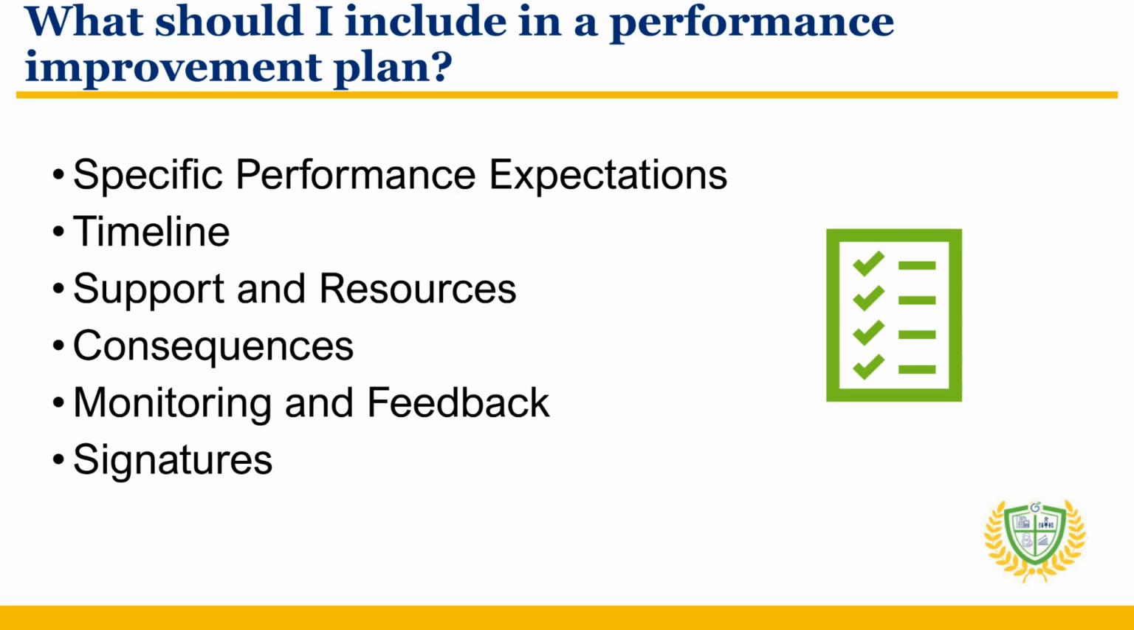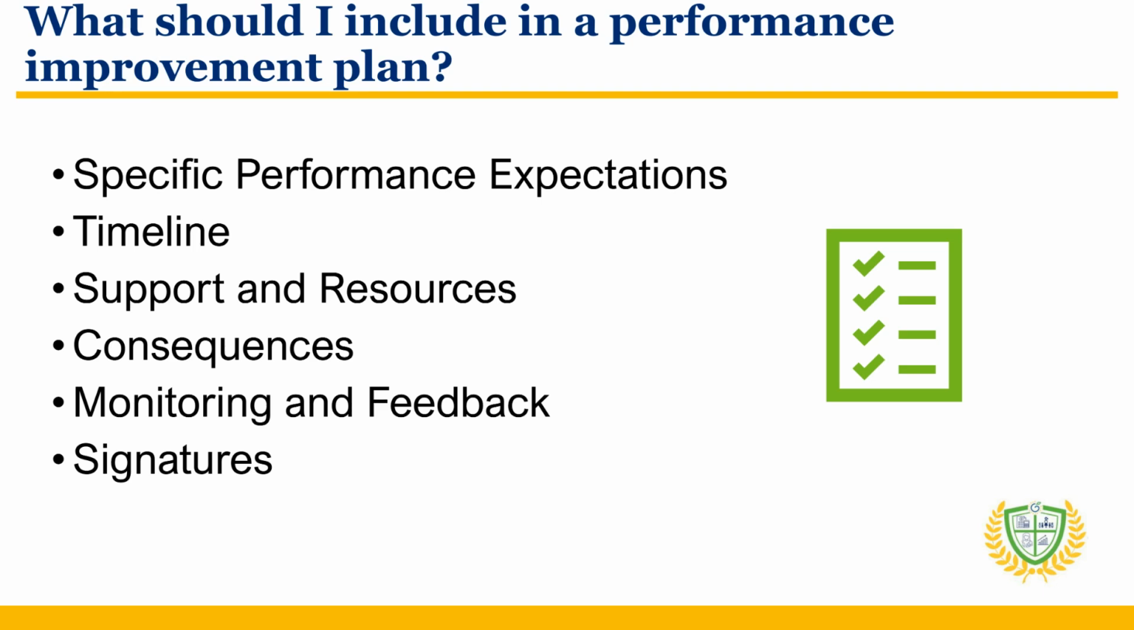Create a timeline. The PIP should include a timeline for the employee to meet the performance expectations. This timeline should take into account any necessary training or resources and provide realistic milestones for achievement. Offer support and resources. The PIP should identify any support or resources that will be provided to the employee to help them meet the performance expectations. This can include training, coaching, or mentoring.